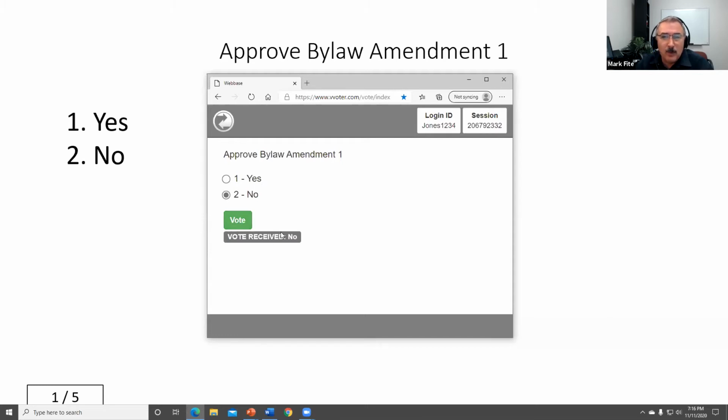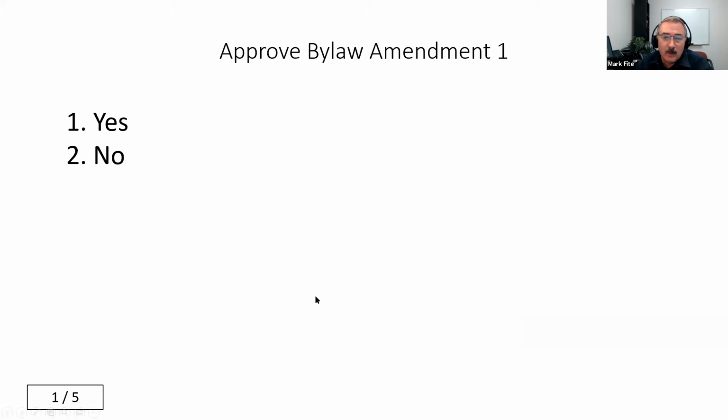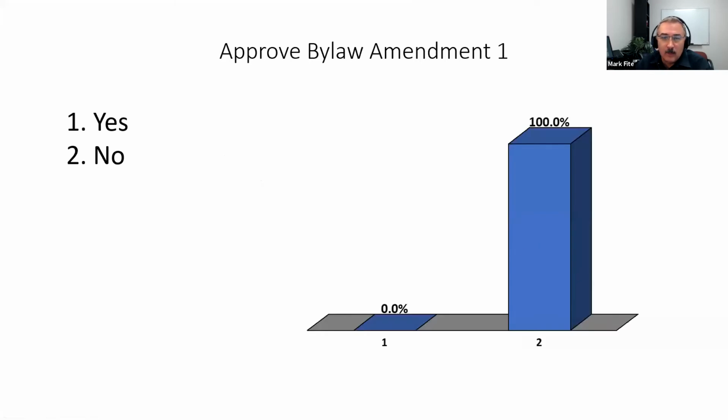Now, please be aware that if your system says vote received no, that doesn't mean that your vote wasn't received. It means you voted no on the question. So just be aware that sometimes for people that are using the system for the first time, it can be confusing. So whenever it says received, it's processed your vote. So then when it's done, we'll actually close the polling and it will update and it will show the results.